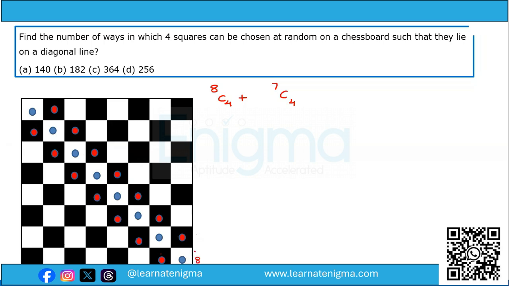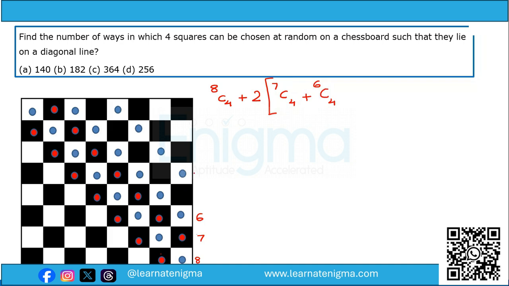So this has 8, this is 7, this is 7. So 7C4 will be counted 2 times. So therefore, let's multiply it by 2. Now, the next diagonal line will be this one. This diagonal line has 6 squares. So out of 6, we can select any 4.